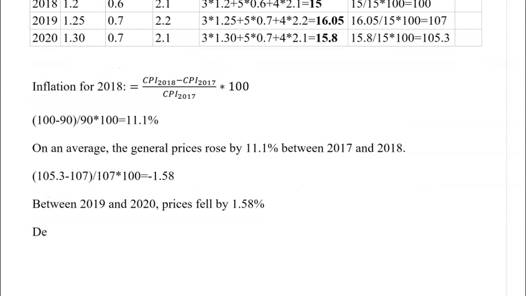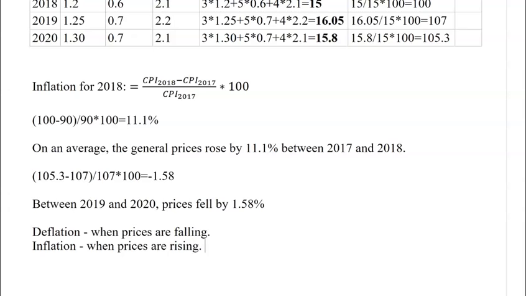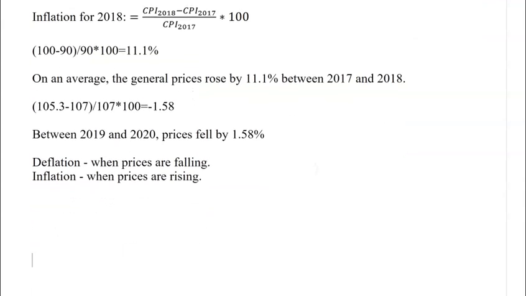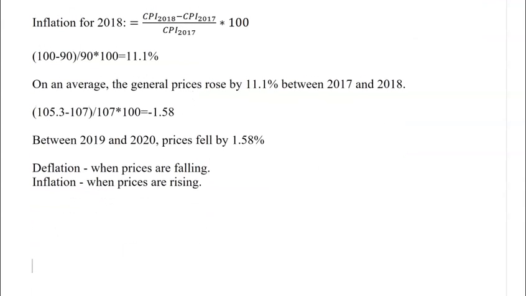Now, if prices fall, then we call it deflation. So deflation is when prices are falling, and inflation is when prices are rising. We actually don't like deflation as much because deflation can be bad for the economy. Imagine you want to buy a house and the house is priced at $200,000.